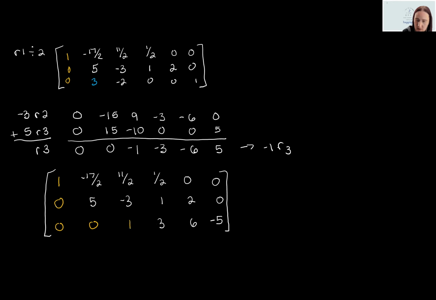And so we've got our first column right and our last row correct there. And we've got 4 more spots that we have to deal with here. So the next thing to do would be to take that 5 and we need to make that a 1. So we need to divide row 2 by 5. So that is going to be the next step.